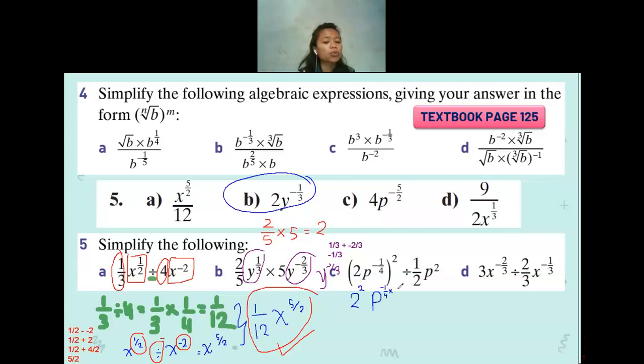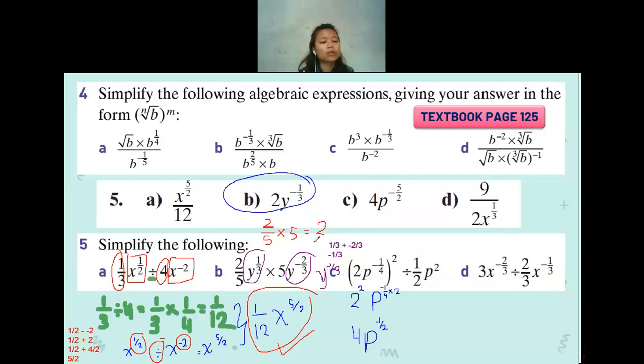Power meet powers, we do times. So now we can simplify 2 to the power of 2. It will be equal to 4. And then it will be P, negative a half times 2, it will be negative a half. I'm just simplifying the first bracket.